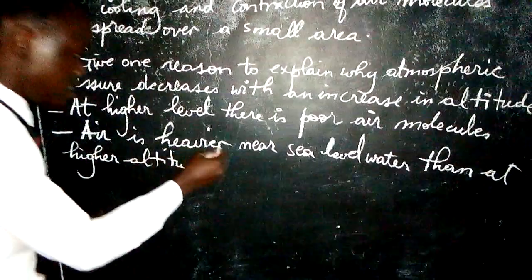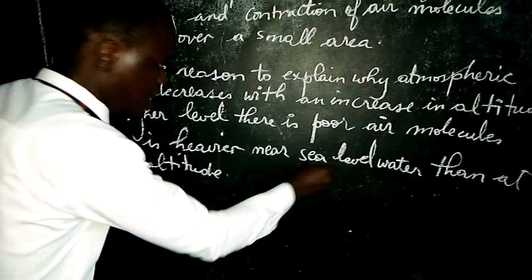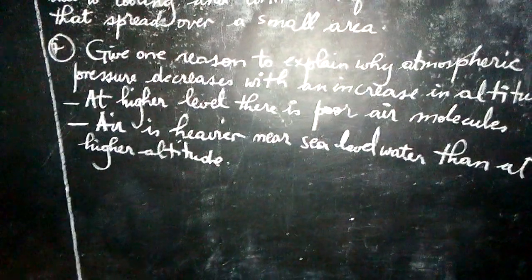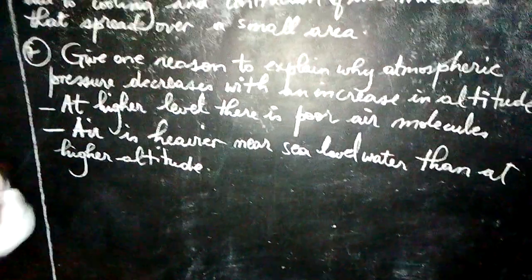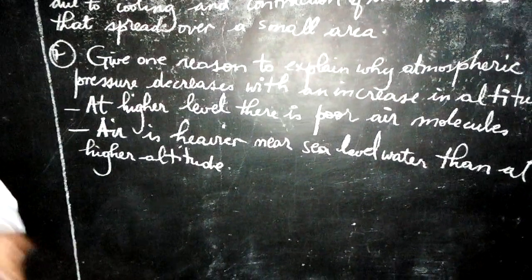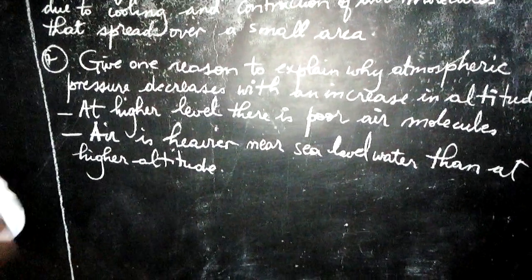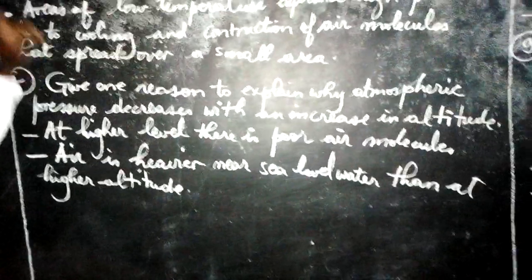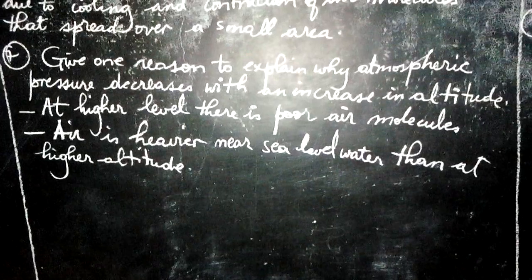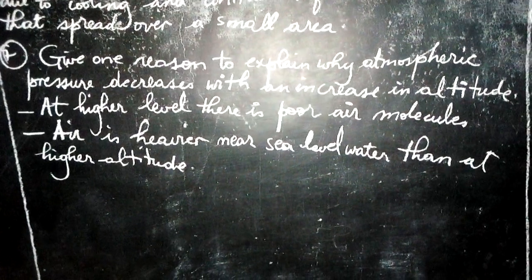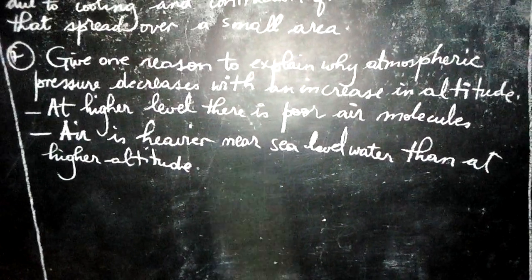Secondly, the air is heavier near sea level than at the higher altitude, meaning that the air near sea level is too heavy. It has molecules that make it heavier than the air at high altitude. As we said above, the air at high altitude has fewer molecules that make it weigh less, which eventually leads to low pressure.